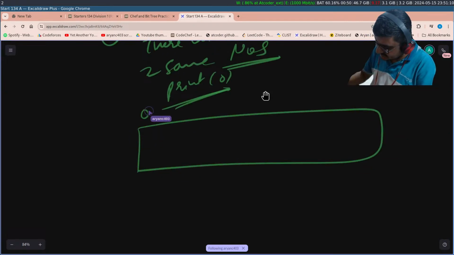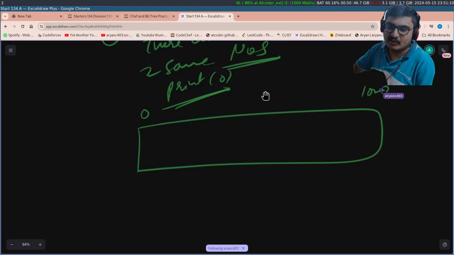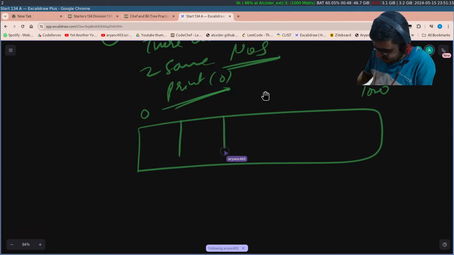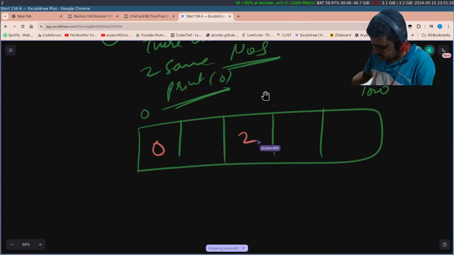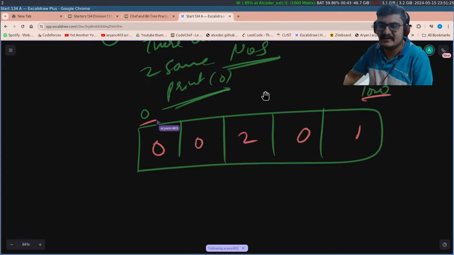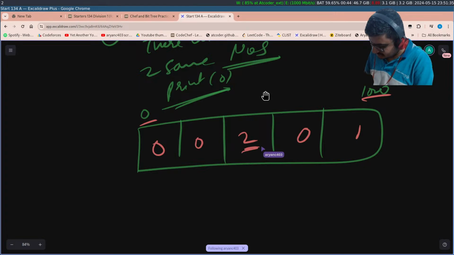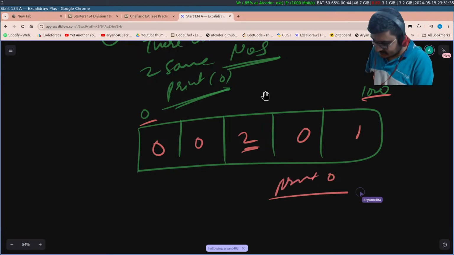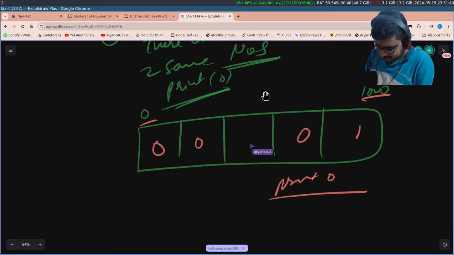You can maintain an array of 1 to 1000, find the LCA first, and then jump from U to LCA and from V to LCA, counting for each element how many times it appears. Some of them can appear 2 times, 0 times, 1 time, etc. For each number, just count how many times it appears on this path. If any number appears greater than or equal to 2 times, print 0. Otherwise, all the numbers appear only once.